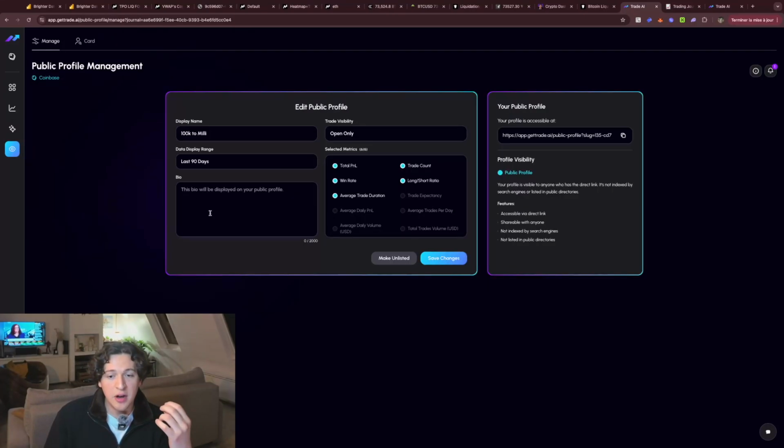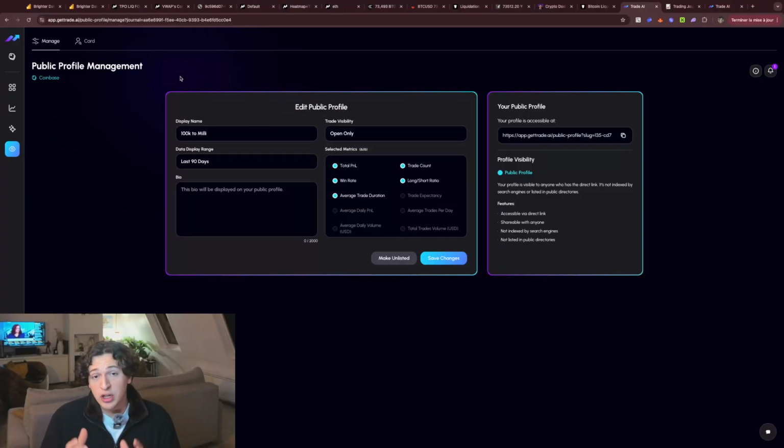And the last thing I really like about this journal is that you can have a public profile and show your data to your friends, to your mentor, to your students, to whoever you want, to prove your results. You can create a public profile. You can create the name. For example, the name of this account is 100K to a milli. That is the goal. Maybe in 2-3 years we can get to that point.